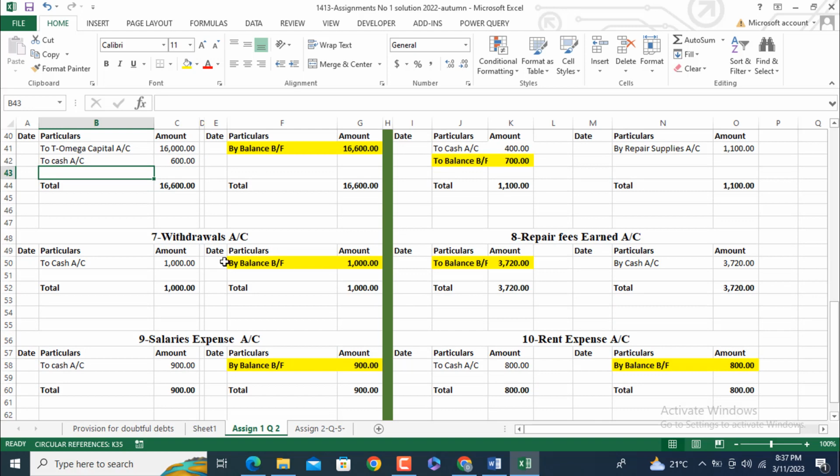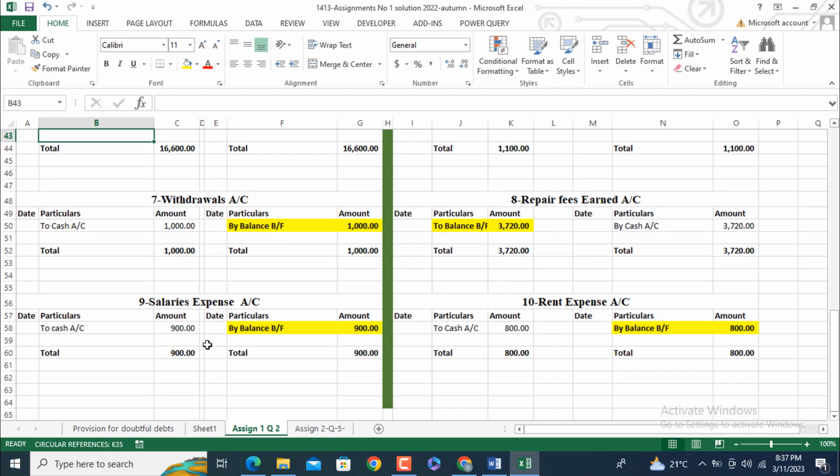So let's move to account number 7, the withdrawals account, which is the last transaction. The withdrawals account is to cash account 1,000, and its debit balance is equal to 1,000. Repair fees earned: we receive cash against completing the services, so cash account to 3,720, and this is a credit balance amounting to 3,720. And the salaries expense account balance is 900, and this is a debit balance, and rent expense is also a debit balance. So here the solution is completed.